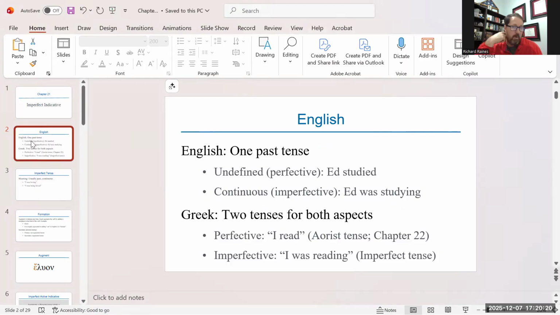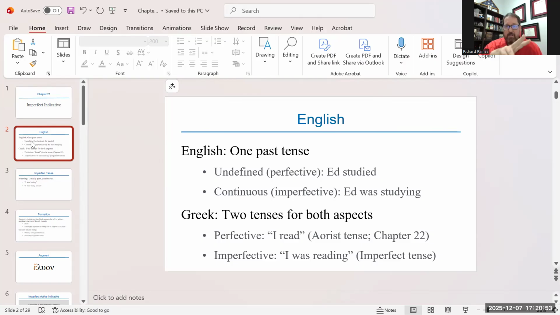So we have the imperfect, kind of, in English. In English, we have one past tense, right? We have present, future, and past. In our past tense, you can express both the perfective and the imperfective. You could say Ed studied, or you could say Ed was studying. Both of those are in the past. So the Greek has two tenses for those.